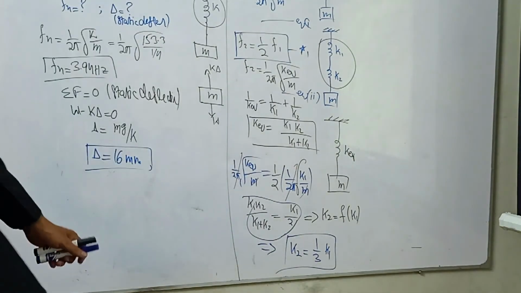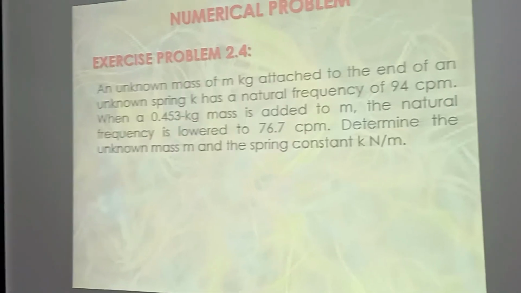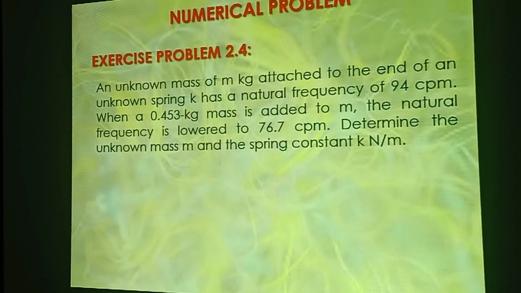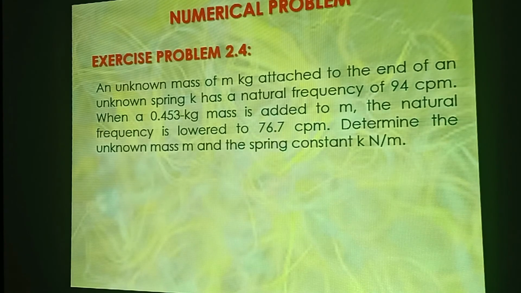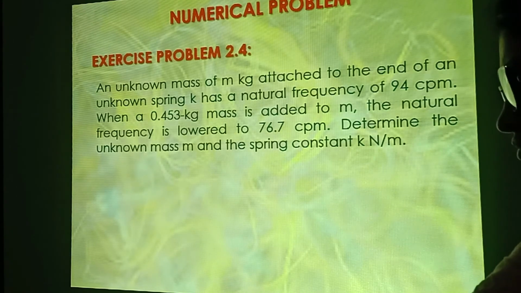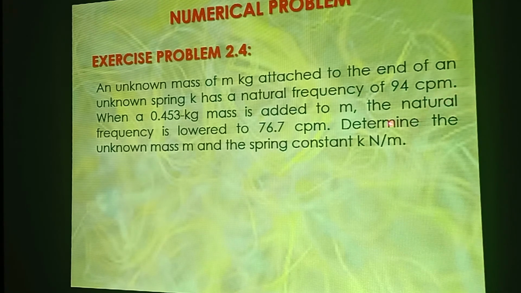So for the next numerical problem, we have to remove this. This is another numerical problem 2.4, an unknown mass. In this numerical problem, we are provided with an unknown mass, an unknown mass of kg attached to the end of an unknown spring. So we do not know the value of spring elastic coefficient K and the value of mass m as well. But we are provided with the natural frequency, that is about 94 CPM. CPM means cycles per minute.